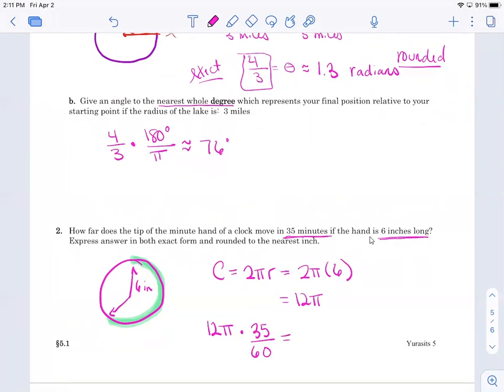If I do that in my calculator, it says it wants exact and rounded to the nearest inch. So I'm going to leave pi alone since it wants exact, and I get 7 pi. What I did is 12 times 35, and then divided by 60. That's exact. Whenever it asks for exact, you want to leave it in terms of pi. If I want it to the nearest inch, I'm going to do 7 times pi, and we get about 21.99. So it's going to be about 22 inches. And in class, we'll talk about maybe another way we could solve this.